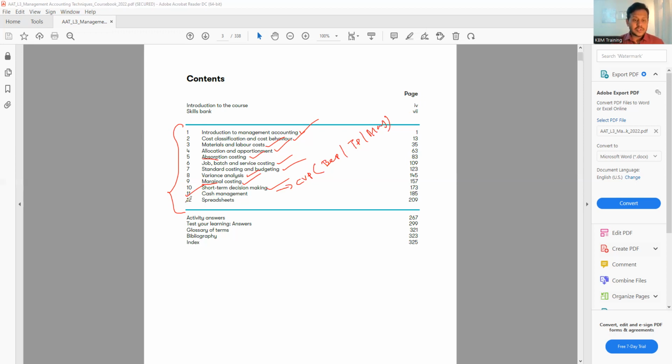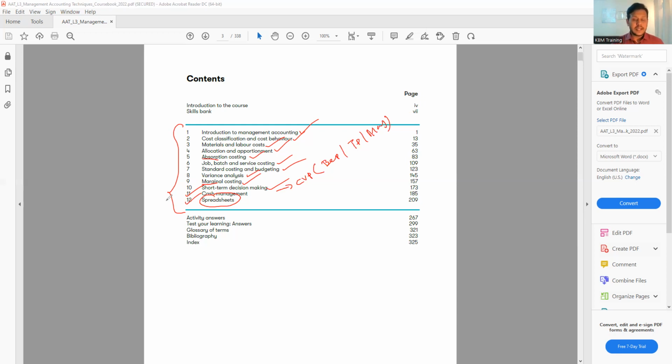Then finally, we have some spreadsheet. Now, a spreadsheet is basically showing some formula. For example, VLOOKUP, pivot table, data validation, IF formula, goal seek. This sort of formula we're going to learn from that chapter, so that in the exam, if the question asks you anything, we can do that.